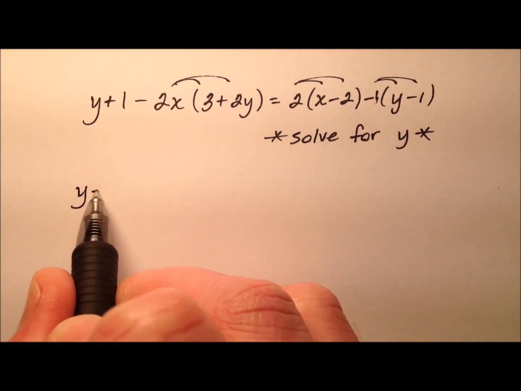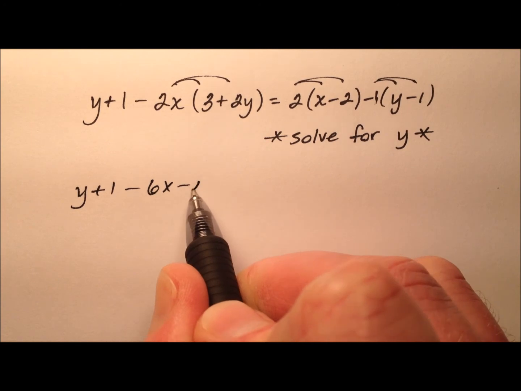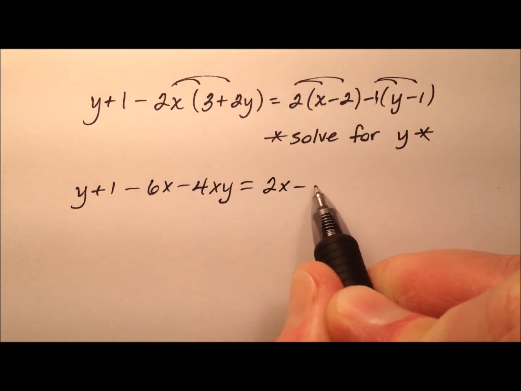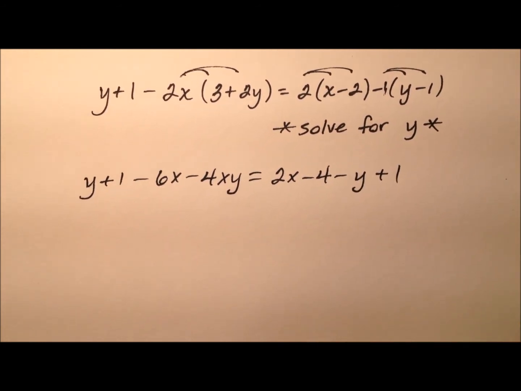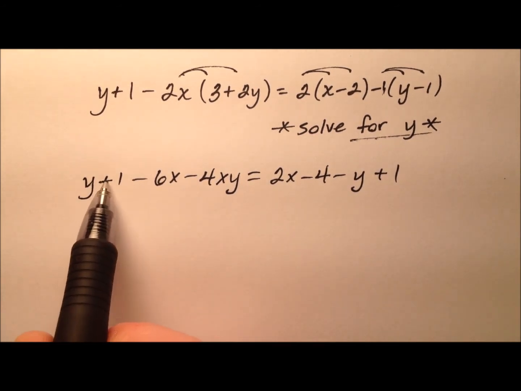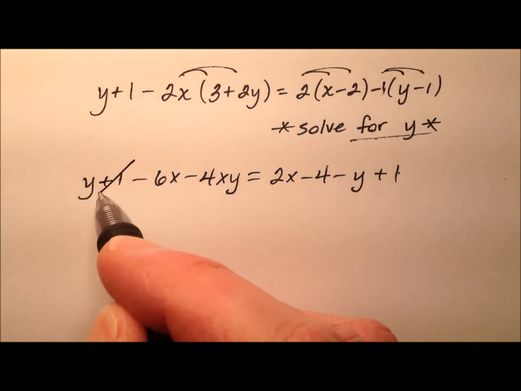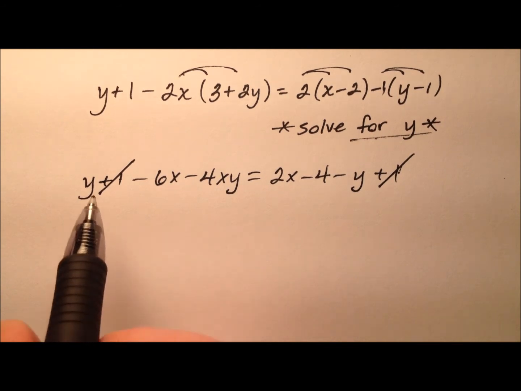So we have y plus 1 minus 6x minus 4xy it looks like. And then 2x minus 4 minus y plus 1. So again, solving for y, and it looks like we have some things that can cancel. We have a positive 1 here and a positive 1 here. So if we were to subtract 1 from both sides, those terms would automatically cancel. So we can start by doing that.